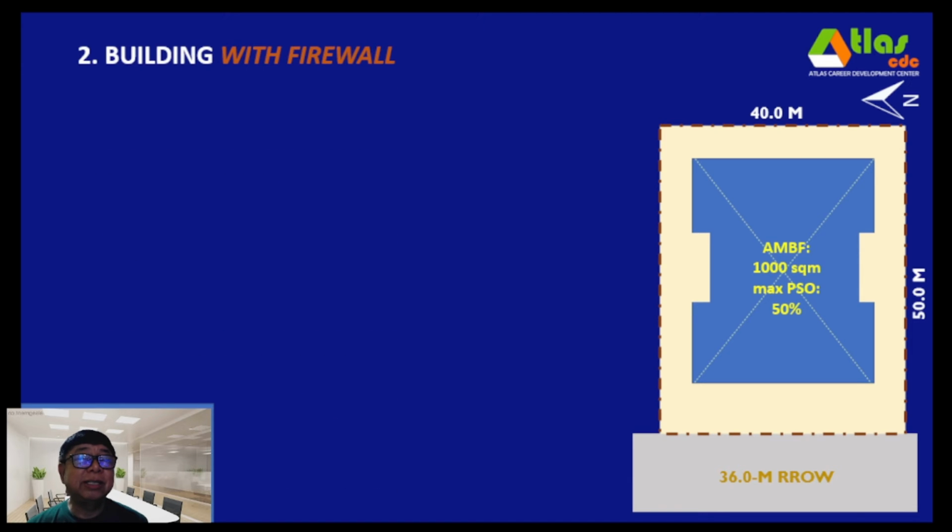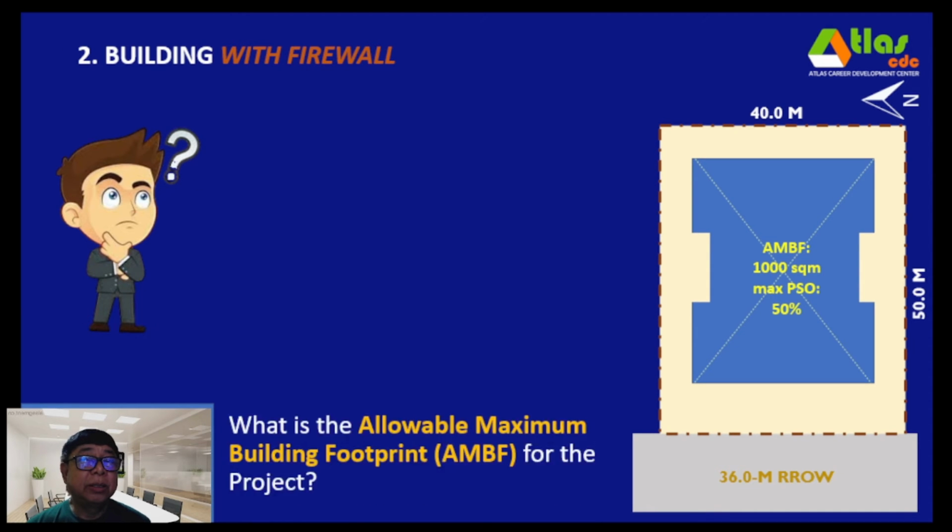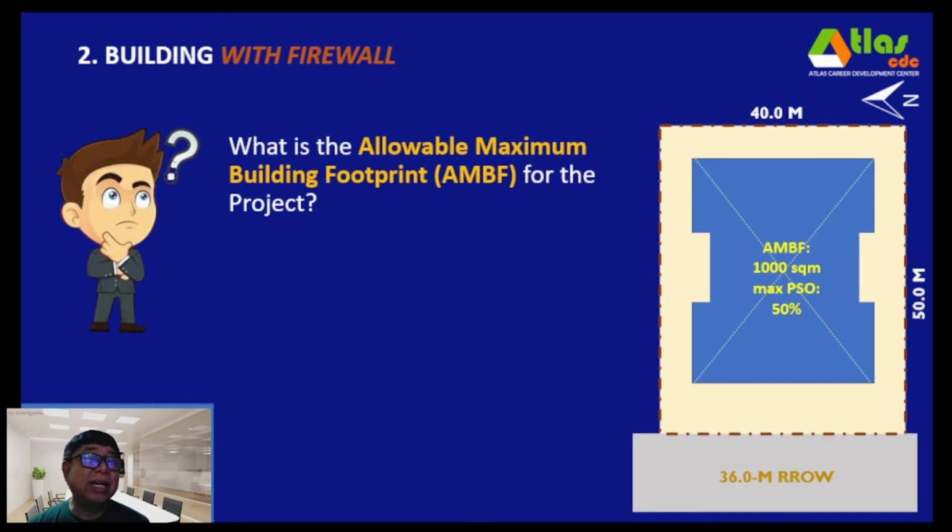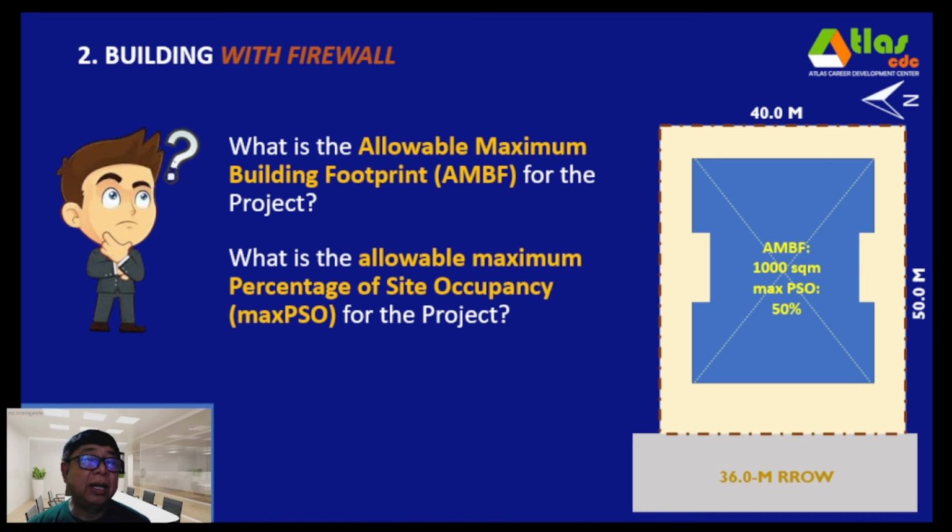So let us now go into the second option, and that is a building with firewall. We are to determine the allowable maximum building footprint for the project, as well as the allowable maximum percentage of site occupancy or maximum PSO for the project. There is no more phrase in this question saying if the building will have no firewall, which means you are to compute this with firewall, because firewall is allowed for institutional.